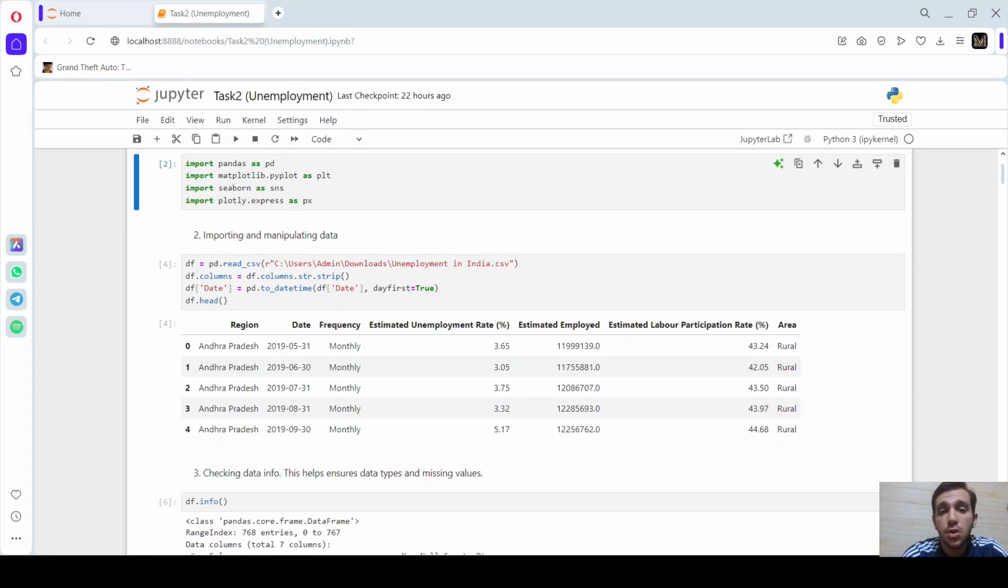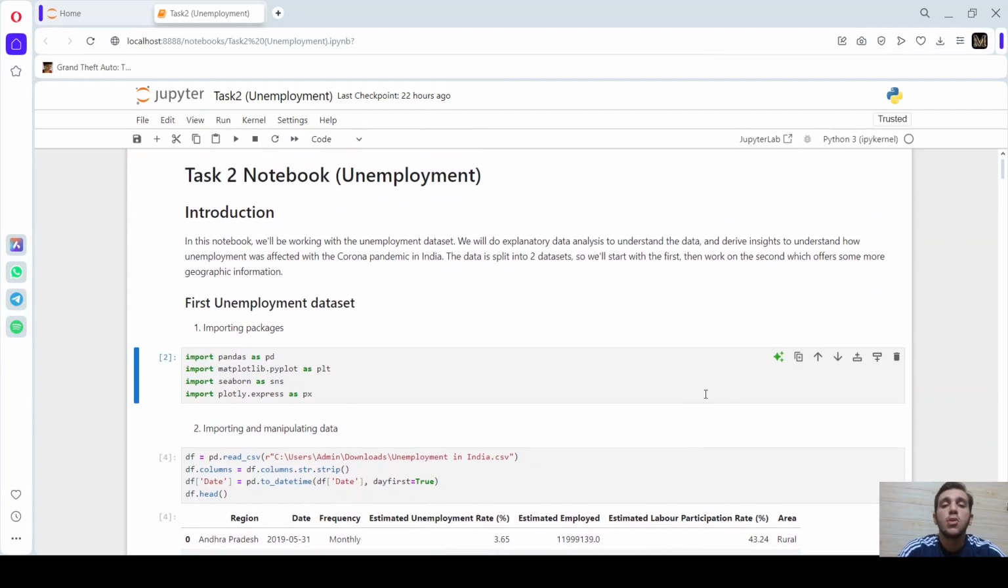So I made a previous video where I went through the IRIS dataset and I'm now going through the unemployment dataset, which contains information about unemployment rate and related concepts in India surrounding the coronavirus lockdown period. So we can see how it affected the employment rate in India. We're going to do some exploratory data analysis and see some visualizations regarding our data so we can derive insights and see how things went during that period in India.